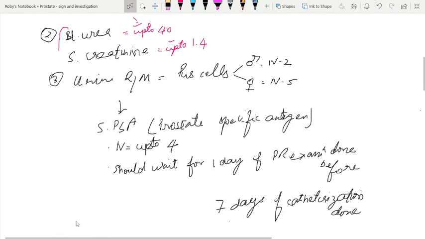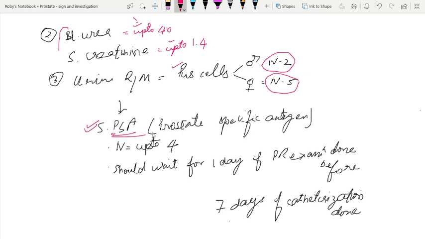Next investigation is urine routine microscopic. Urine routine microscopic examination is important to see whether there is any infection or not. For this, normal pus cells in males is 2 and in females normal is up to 5. The last investigation is serum PSA. It is last but a very important investigation because that signifies CA prostate. PSA stands for prostate specific antigen. It is normal up to 4.